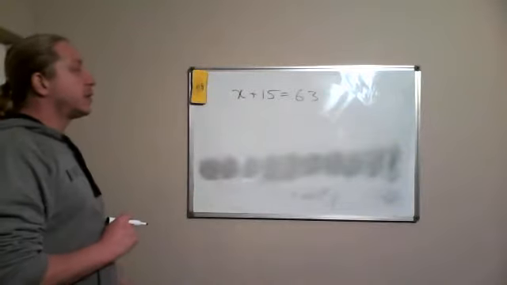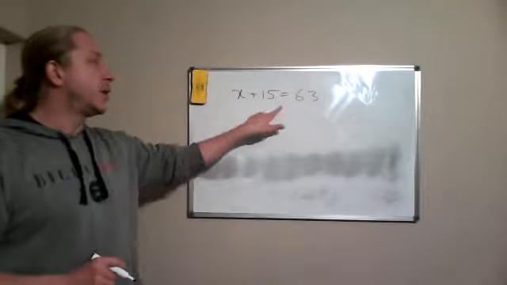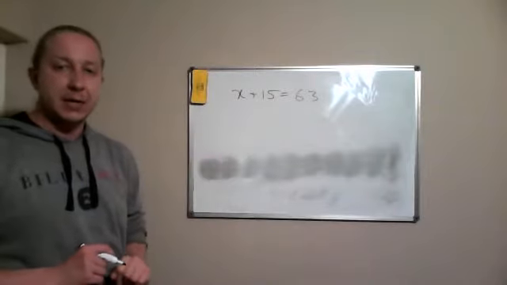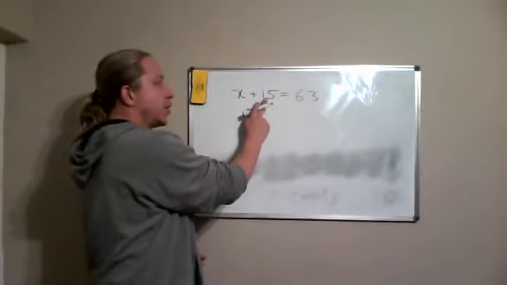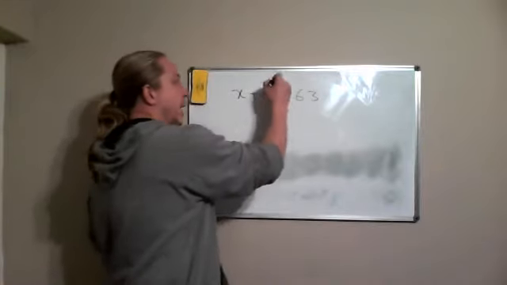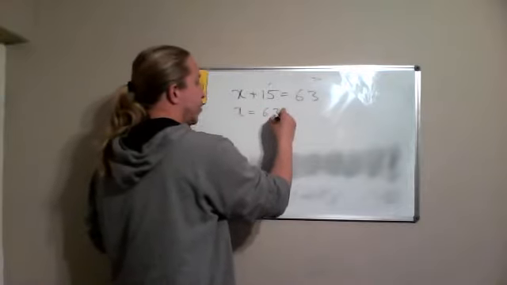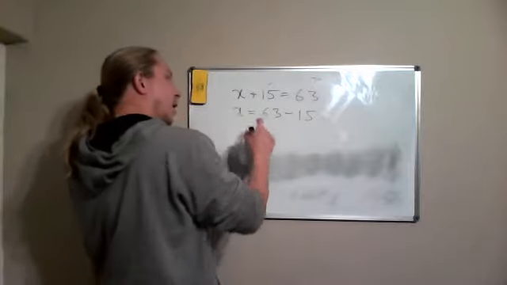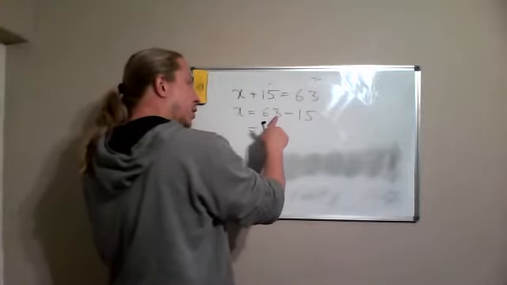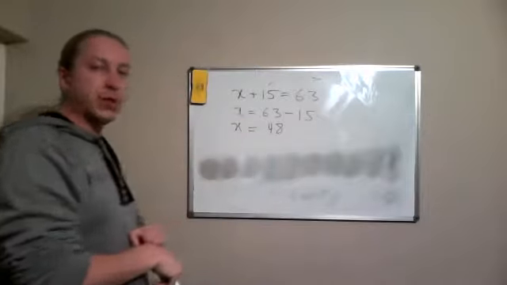So let's solve this for x. We already have the equation. Step 1 says multiply, brackets, add like terms. We don't have that. Now isolate the variable. So we need to get rid of this 15. I'm going to take it to the other side. So x equals 63 minus 15, which equals 48. Okay, so x equals 48.